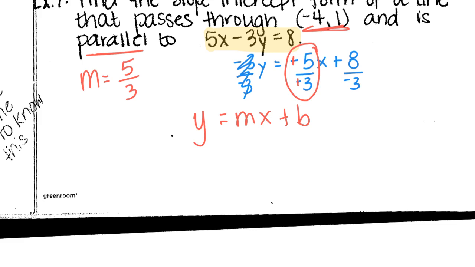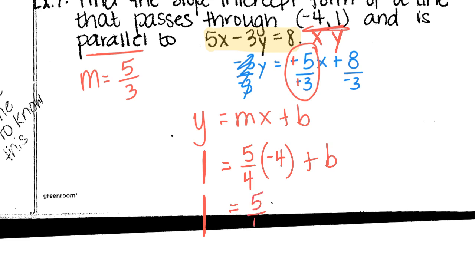Our y is what point? 1. So remember, this y is going to serve as our 1. Our slope is? 5/3. Our x is? -4. Our b is what we are solving for. Welcome to Pre-Algebra Honors, where numbers do not look pretty any longer. So we actually have to do the math. We have 1 is equal to 5/3 times -4, which is -20 over 3, and I'm going to let you guys solve for b.